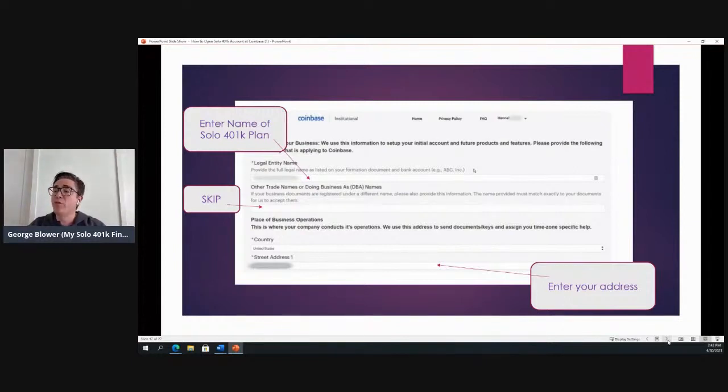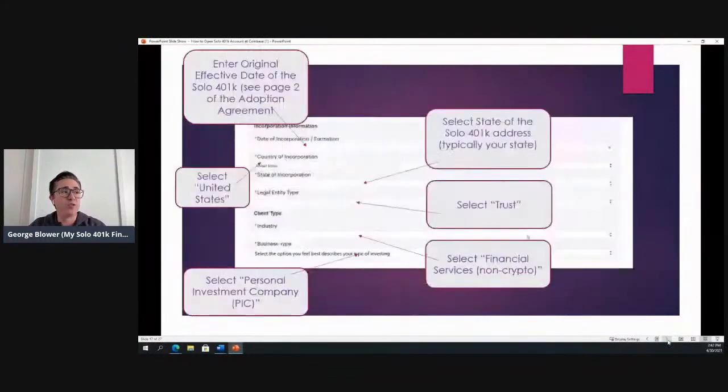So again, you're asked to enter the legal entity name, where you're going to want to enter the name of the solo 401k. Other trade names or DBAs does not apply to a solo 401k. For place of business operations, enter your address. For date of incorporation or formation, here you would want to pull up your adoption agreement, page 2, at least for our clients, and enter the original effective date of the solo 401k.